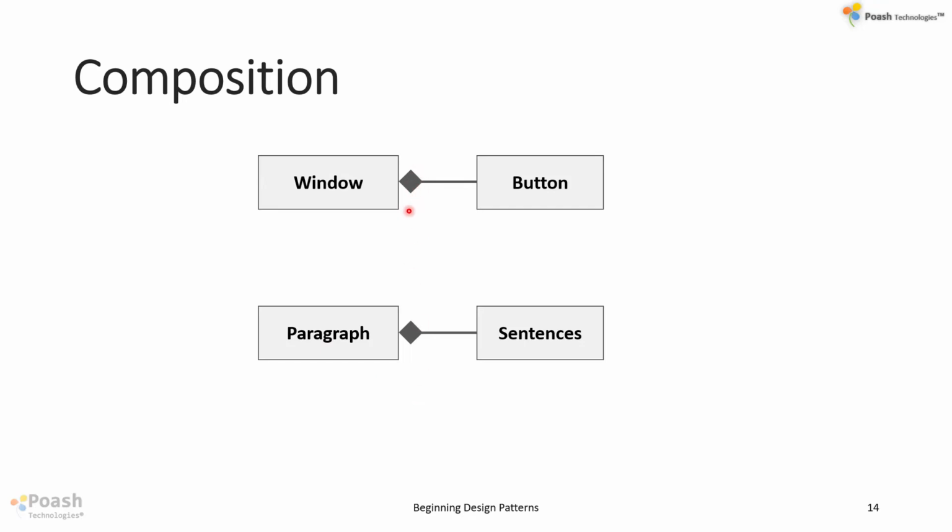This composition relationship means that when the container is destroyed, all its contents are also destroyed. For example, if you have a window on the screen and it has a button in it, when you close the window, the contained button is also closed or destroyed. The same thing happens with a paragraph. If you delete a paragraph, all its sentences are destroyed. So for example, if you have an instance of a window class which contains an instance of button, and when the window instance is destroyed, the button instance is also destroyed automatically.